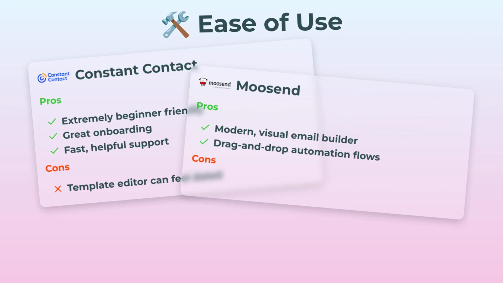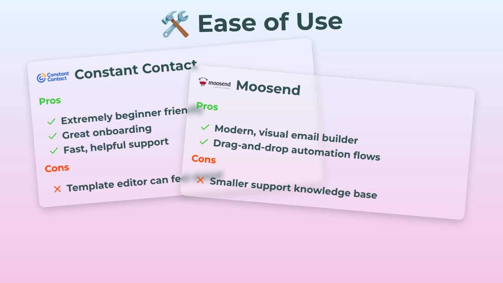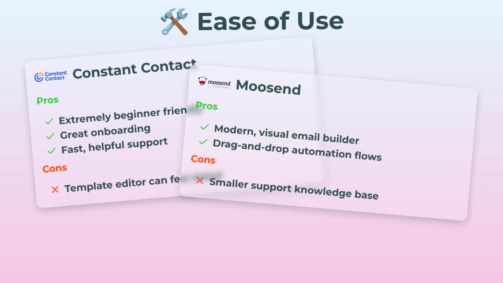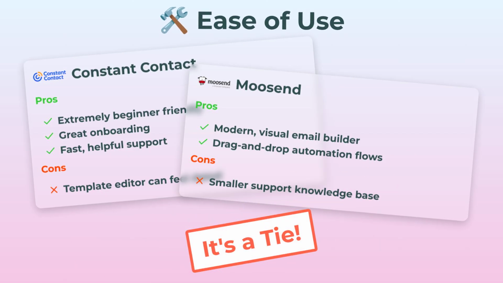Moosend, on the other hand, is super modern with that drag-and-drop email builder, and the automation setup is really visual and intuitive. Only thing is, their help articles and resources aren't as deep. But overall, I'm calling it a tie. It's really down to personal preference here.